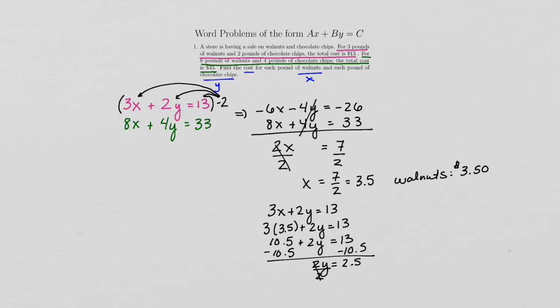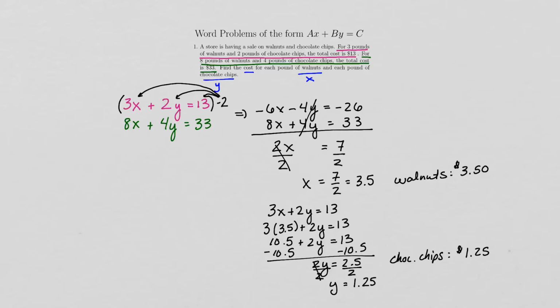And if I divide both of these by 2, y ends up being 1.25. And again, we're talking about money. So we're saying that the chocolate chips cost $1.25.